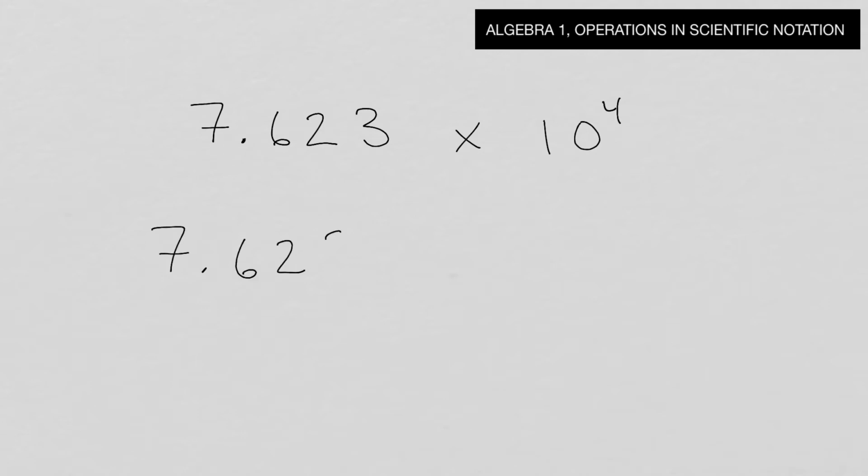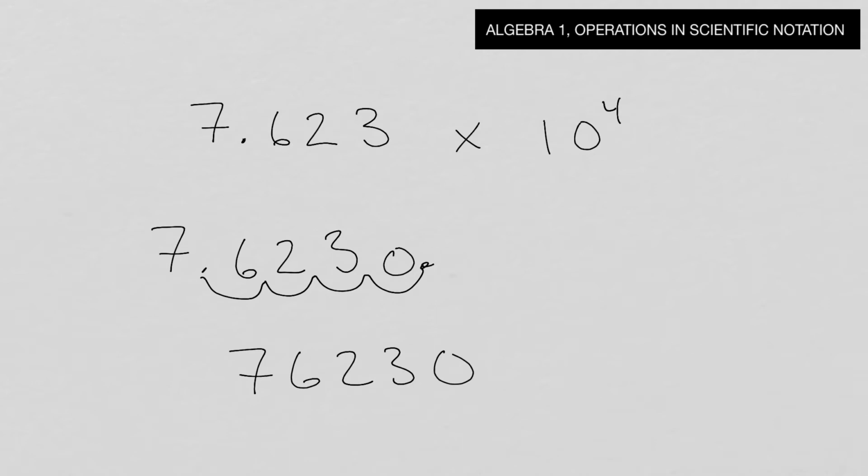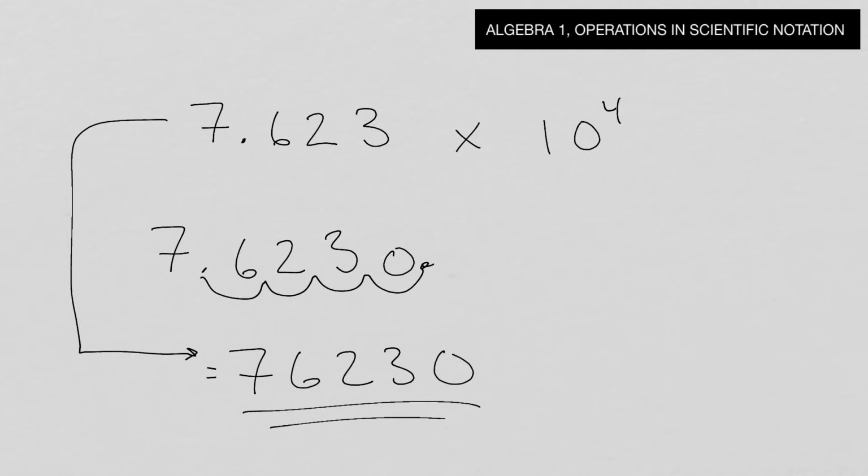One more example of this, and then we'll do some negative exponents. Let's say we have 7.623 times 10 to the fourth. I'm going to take this number 7.623 and move it over to the right 4 times: 1, 2, 3, 4. There goes my 0. So this number is equal to this number here, in scientific notation.